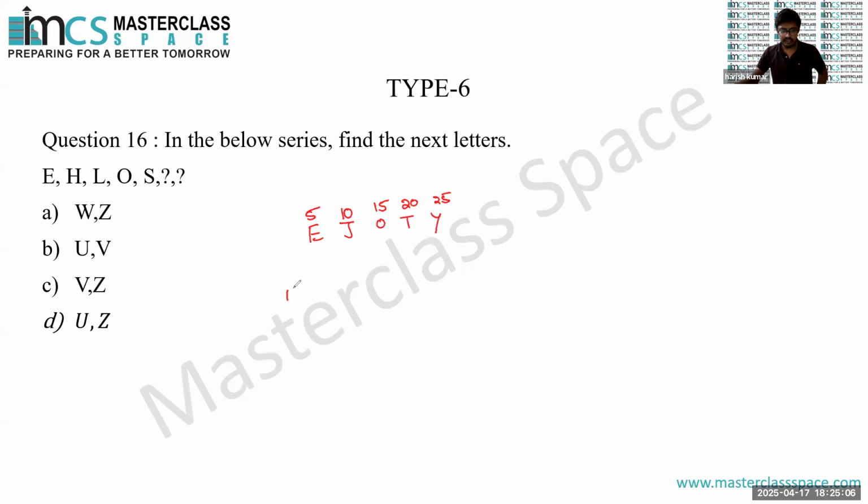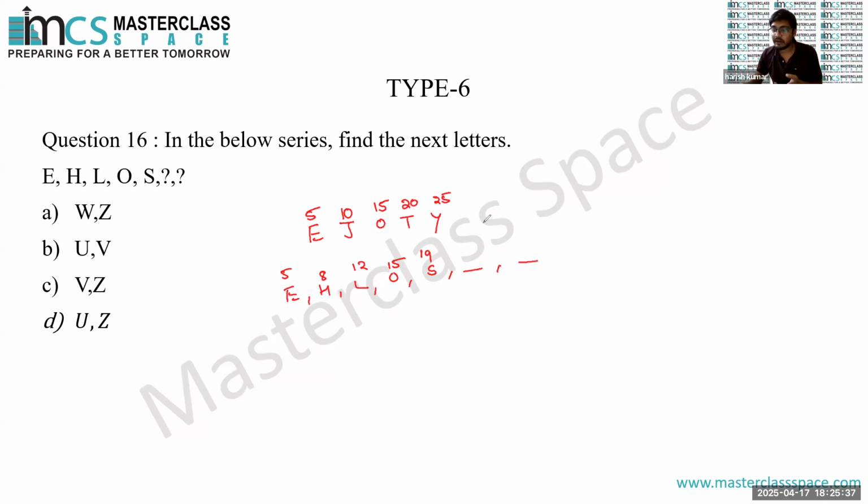So here, what is the case? E. So E is 5. H. H is what? H, I, J. So J is 10. H will be 8. L. J, K, L. L is 12. Right? Because J is 10, K is 11, L is 12. O. O is 15. Right? And what is S? S is P, Q, R, S, T. 19. Is it clear?